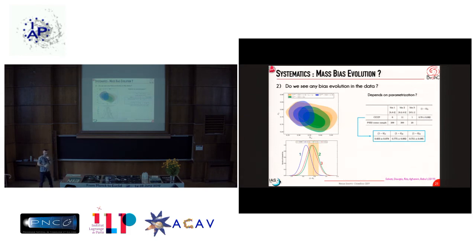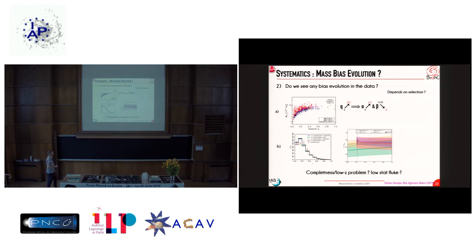We tried different parameterizations because what you use is a power law in redshift and mass. The evolution has no reason to follow these laws. So what we did was three different bins in redshift and tried to compute the bias for each bin in redshift. And again, what you find is that the first bin at low redshift gives a lower bias than the other two. So same trends of evolution of bias with redshift.